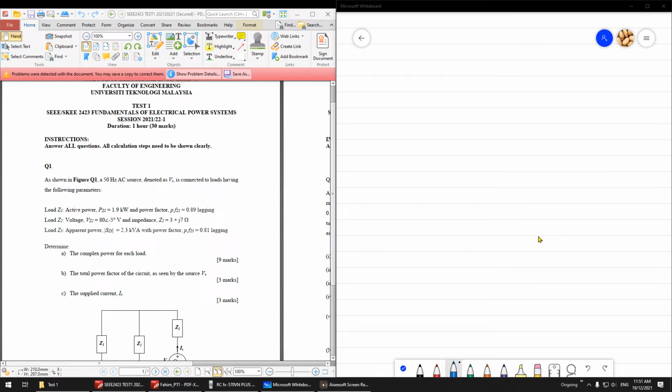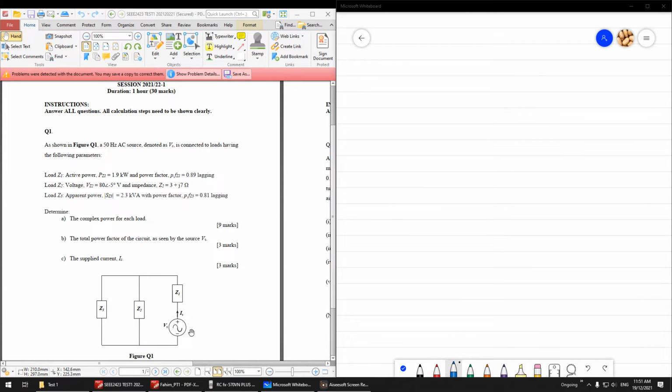Congratulations on your test one. Many of you can answer the question. So this is just to show you the solution for test one. What is the solution for test one? So you can see here.